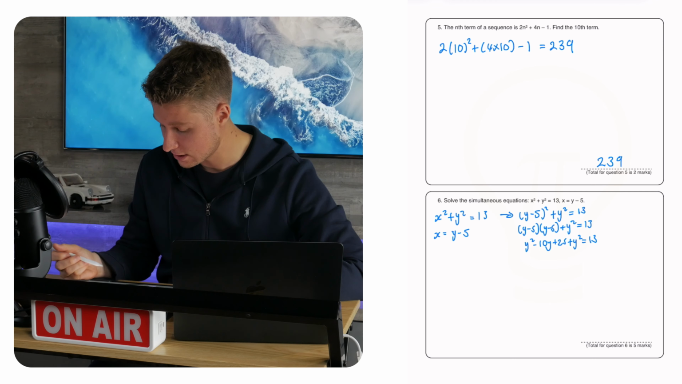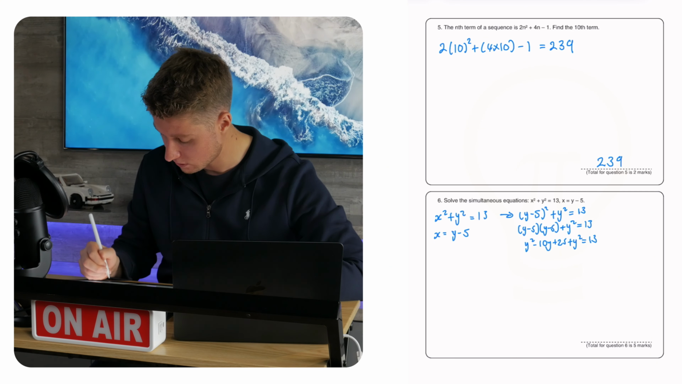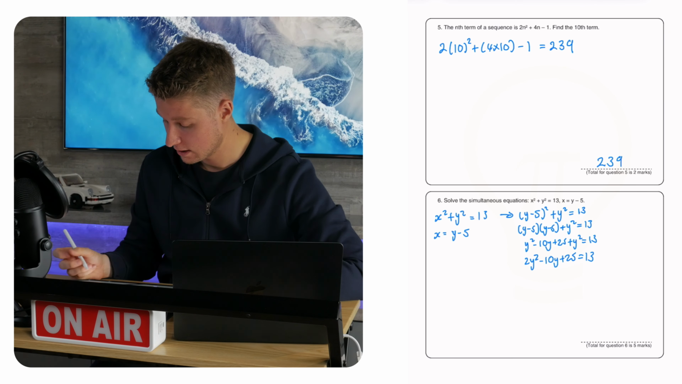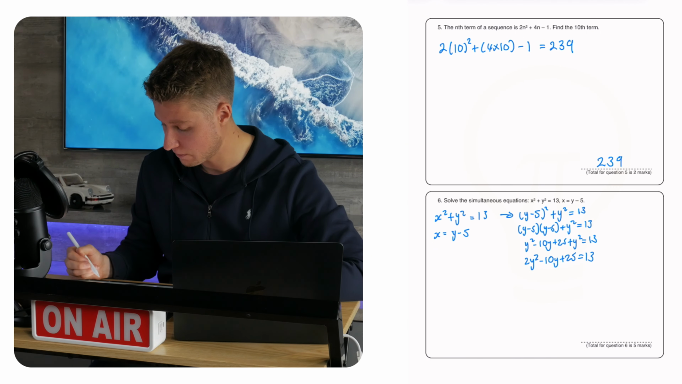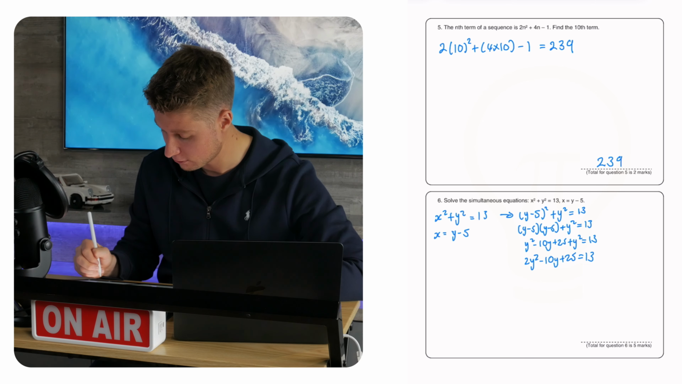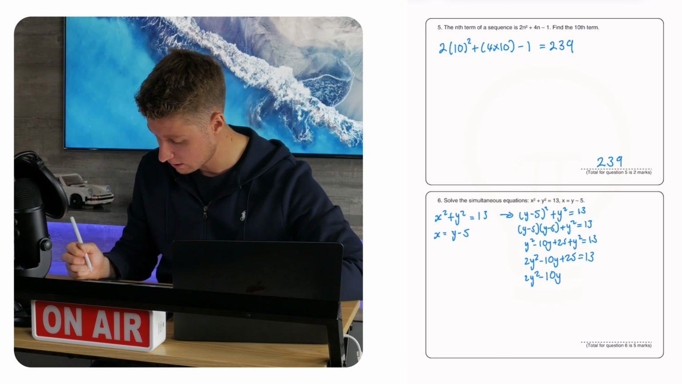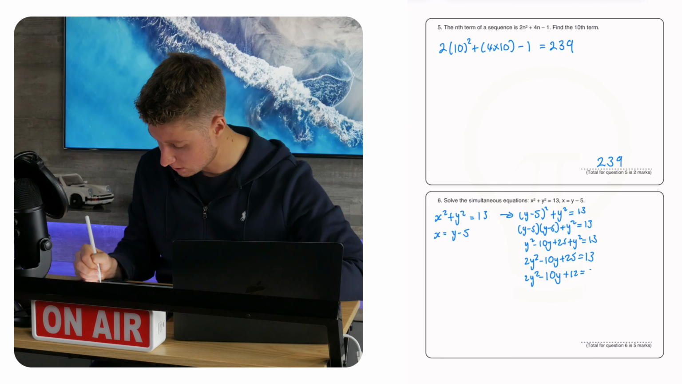So check out the link in the description below to the video where I've explained how to expand double brackets. We've got y squared plus y squared, which is 2y squared, minus 10y plus 25, and this is equal to 13. Now when we're solving quadratics, which is what we need to do, we need to get the right hand side equal to 0. So we're going to subtract 13 from both sides. So we're going to get 2y squared minus 10y, and then we're going to do 25 subtract 13, which is equal to 12. And this is equal to 0.